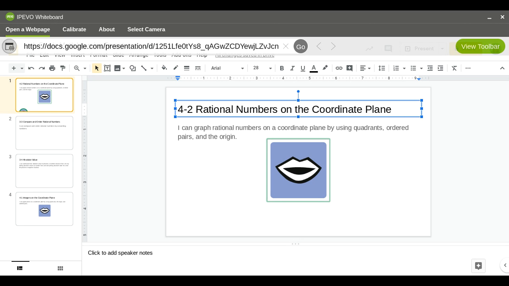So I kept the language of the discipline, depth, and complexity icon because we're really focusing on understanding what a quadrant is, what ordered pairs are, and then what the origin is. So we'll be referring back to those definitions as we move throughout the lesson.